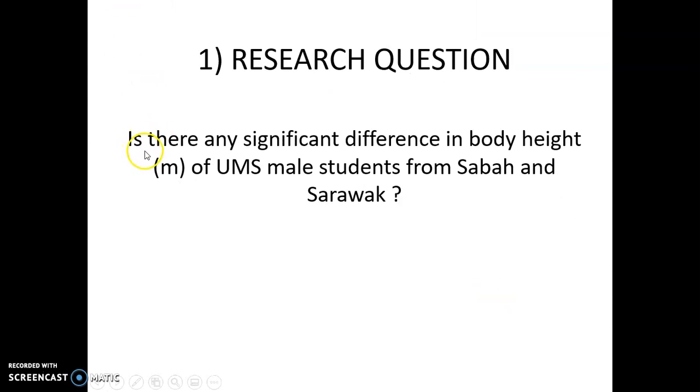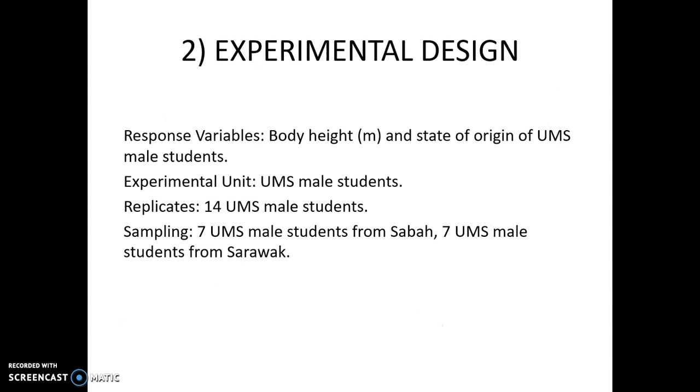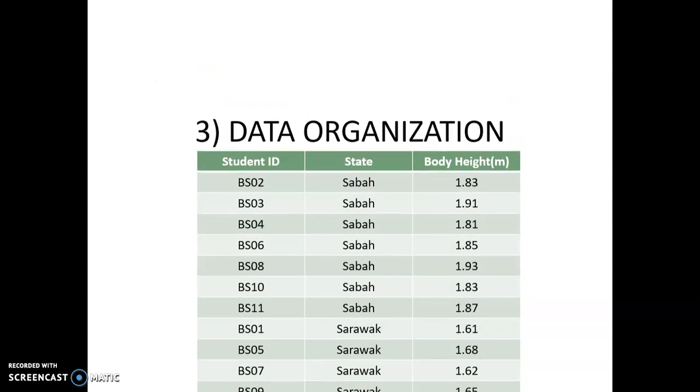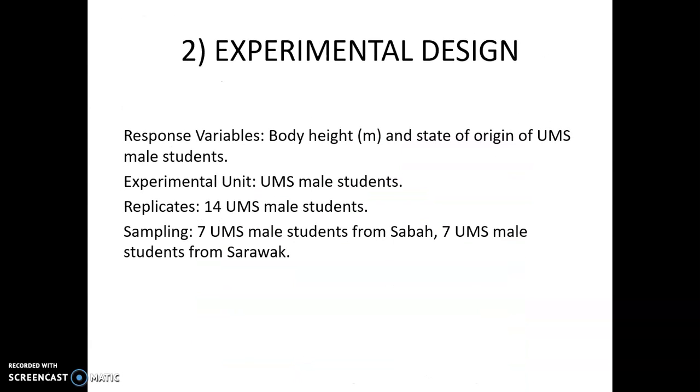So this is the improved one. My research question is: is there any significant difference in body height in meters of UMS male students from Sabah and Sarawak? Moving on to the experimental design, the response variables are body height in meters and the state of origin of UMS male students. The experimental unit is the UMS male students. The replicates are 14 UMS male students. And the sampling is 7 UMS male students from Sabah and 7 UMS male students from Sarawak.